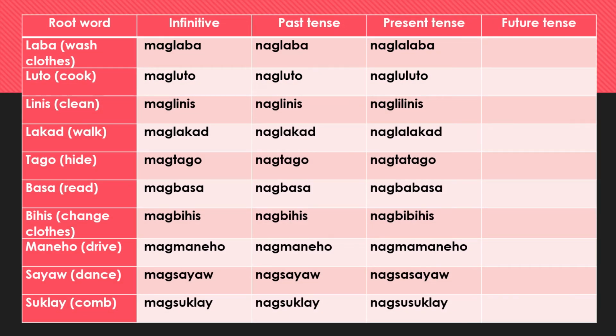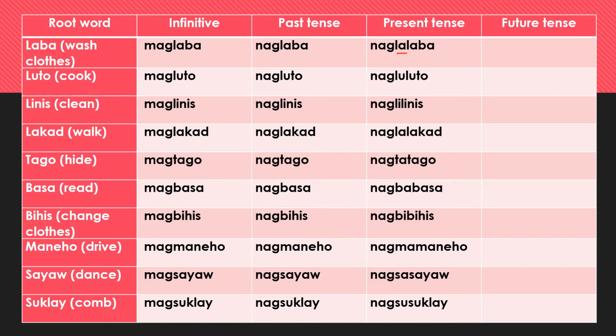Now let's have the present tense. Okay, so the rule is, from the past tense, naglaba, you have to double the first syllable of the root word. The first root is laba, so you have to double the la. So it becomes naglalaba.